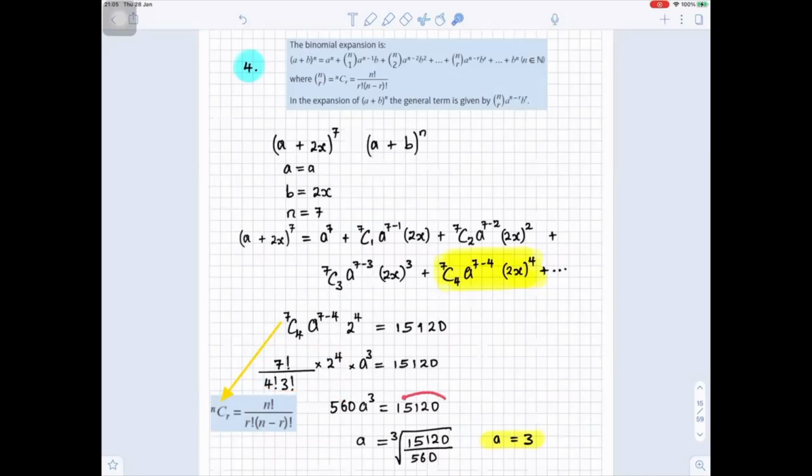560 a cubed is 15,120. So to find a, we want to find the cube root. To find a, we find the cube root of 15,120 divided by 560. Put it down on your calculator, you get a to be equal to 3.